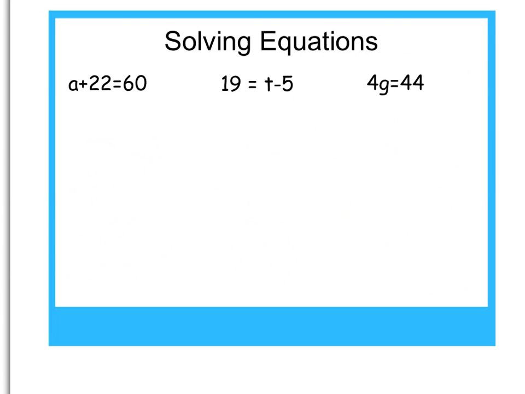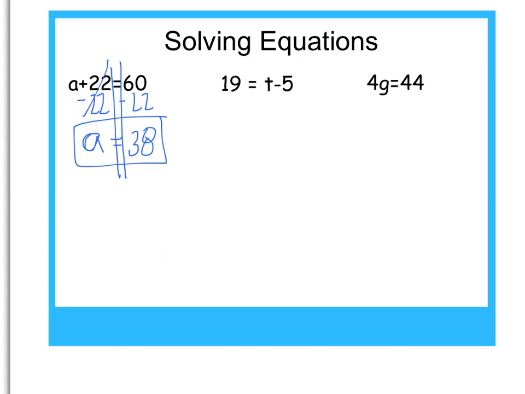Okay, so remember, these are the train track problems. I always say whenever there's numbers on both sides of the equal sign, that's when I draw the line so I know I'm solving. I do the opposite of what I see. So I see plus 22. I'm going to do the opposite of plus 22, which is minus 22. On this side, those cancel out and I get A. On the other side, I get 38. I can always plug this in and check. Is 38 plus 22 equal to 60? And it is. All right, do the next one.